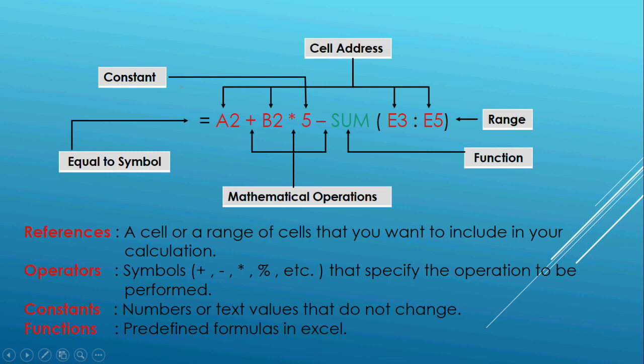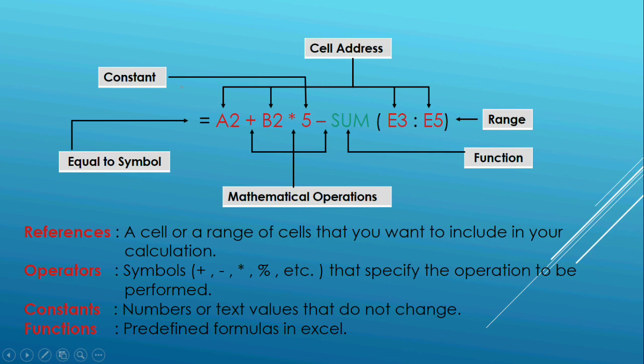Then SUM, we have learned this function. So SUM is an example of a function. This SUM is predefined. So SUM of E3 to E5, it means it is the cell reference. With the help of SUM of E3 to E5, we need to find out the sum of the values in the cells E3, E4, E5. The SUM of E3 to E5, that is a part of this formula. Hope you can understand this.